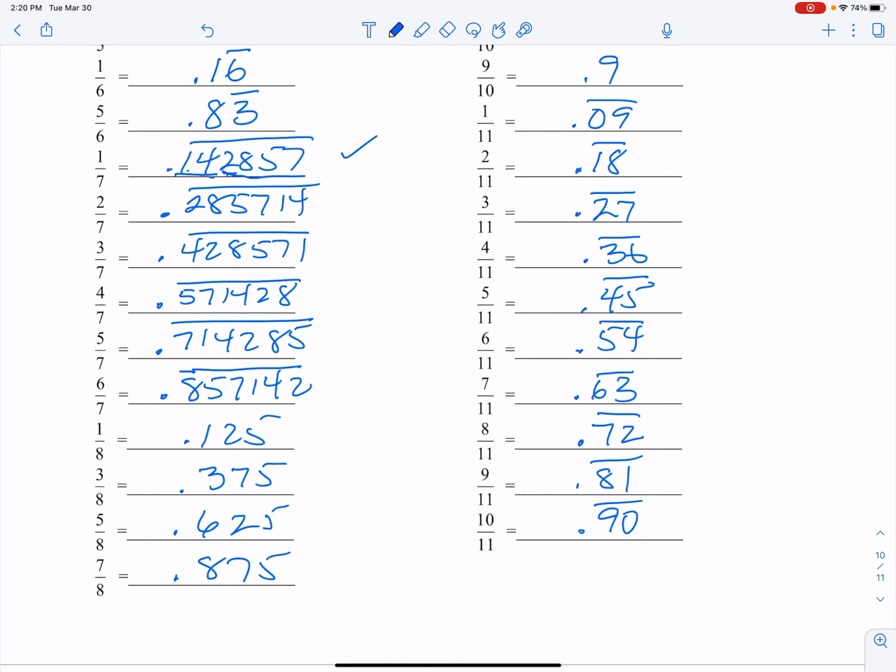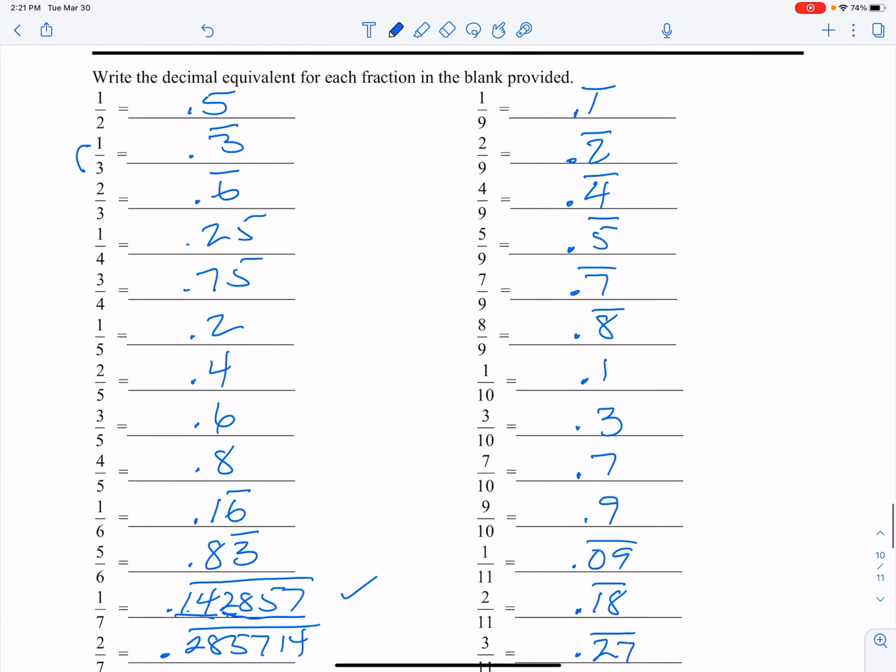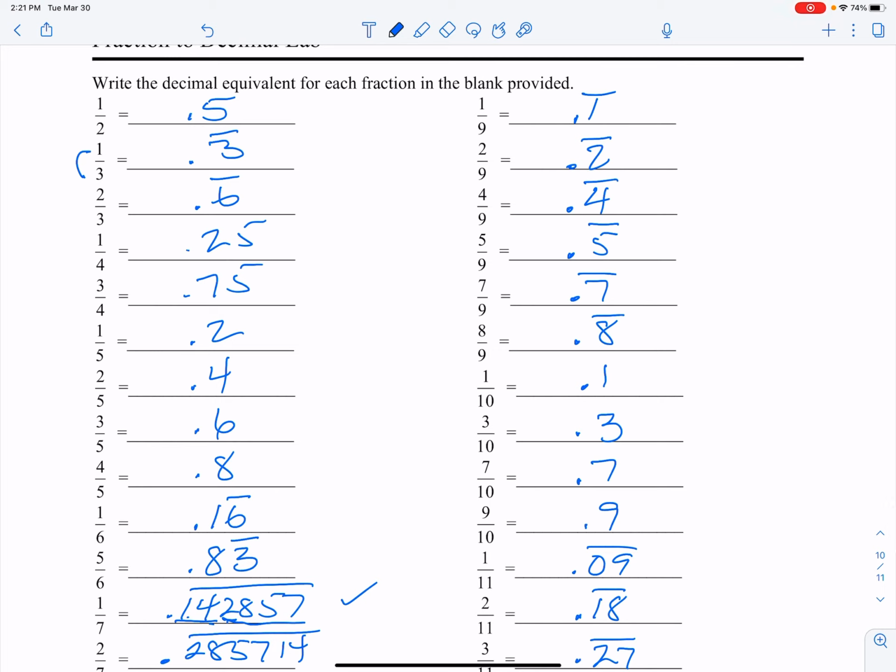Okay, you're going to have a quiz over these, and you've got to be able to write them down in 5 minutes. Okay, so those are your fraction to decimal equivalents that I need you to memorize.